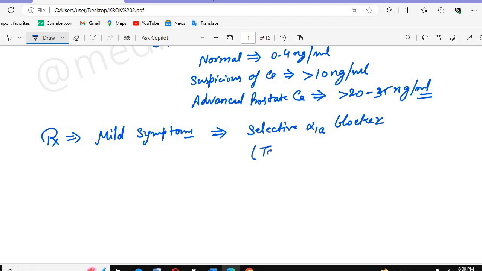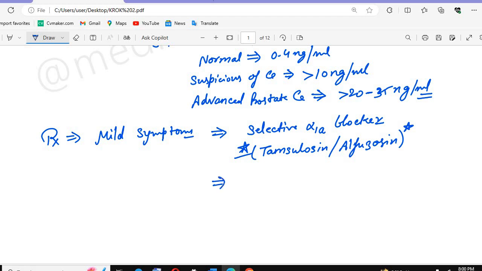What is the selective alpha 1A blocker? Tamsulosin, or we can give alfuzosin. These are very important drugs that can be asked. In case of benign prostatic hyperplasia, which treatment will we give? Alpha 1A blocker, tamsulosin or alfuzosin.